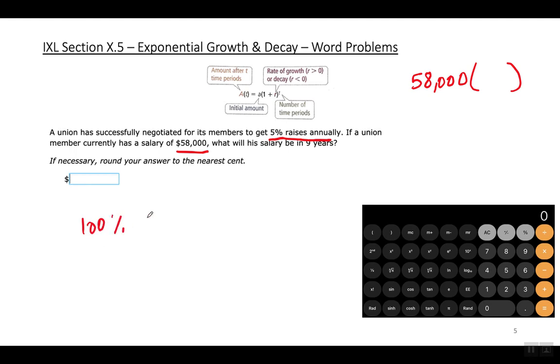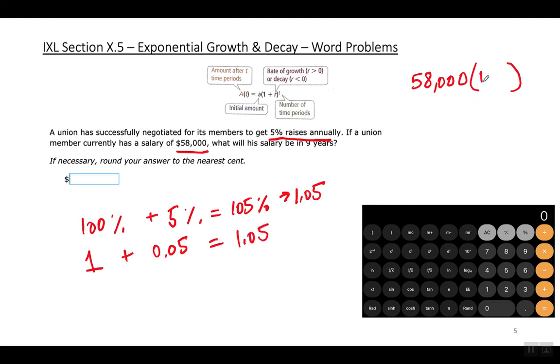So you can think about it as 100% plus 5% equals 105%, which when I change it to a decimal will be 1.05. Or you can think about it as 1 plus 5%, which as a decimal is 0.05, which will equal 1.05. However you think about it, the number you write here is 1.05. Now the time period is 9 years. Now you just do the rest in your calculator.